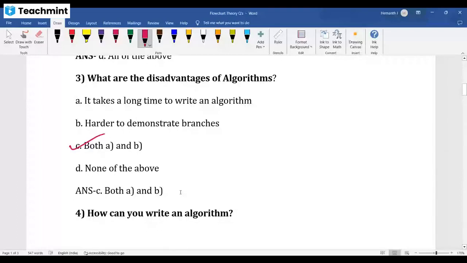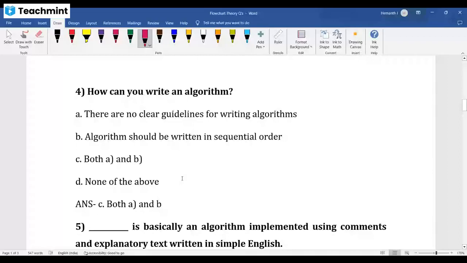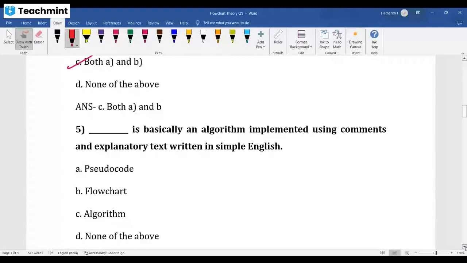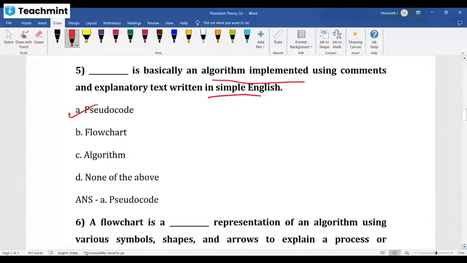And how can you write an algorithm? There are no particular guidelines. An algorithm should be written in a sequential order, right? Here, for an algorithm we cannot draw a diagram. It's like go to step 3, go to step 4, like that we should write. I'll show one sample algorithm also. And a dash is an algorithm implemented using comments, which is pseudocode. Simple English, comments.